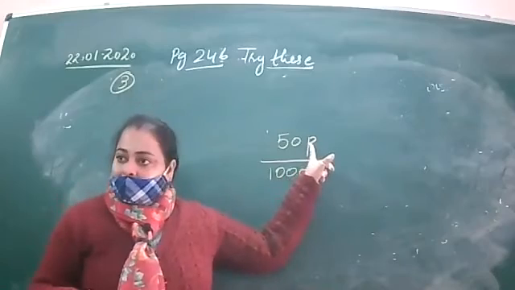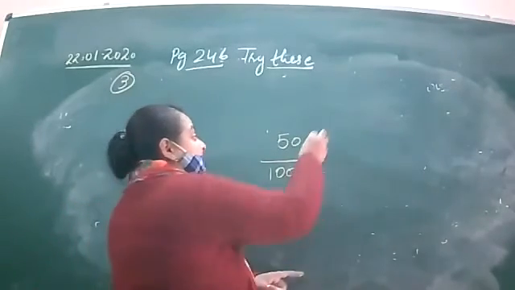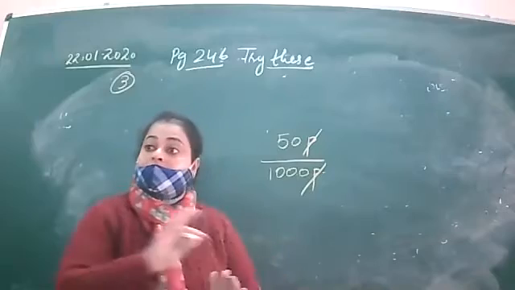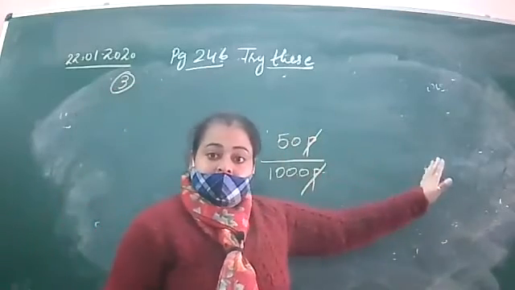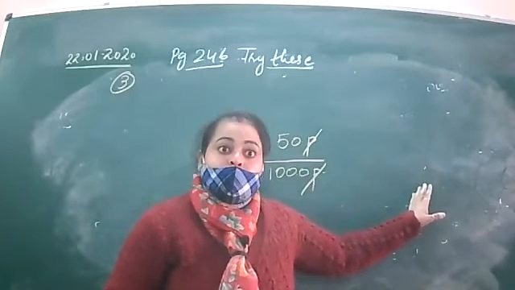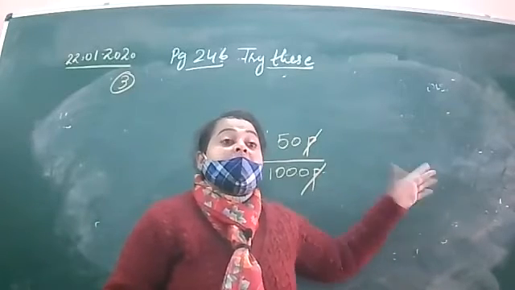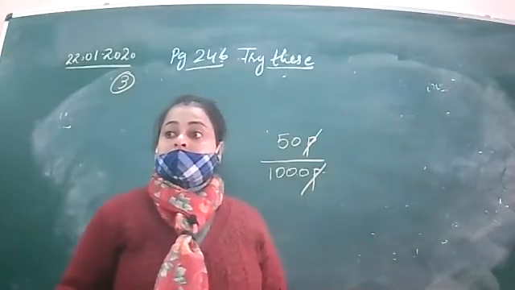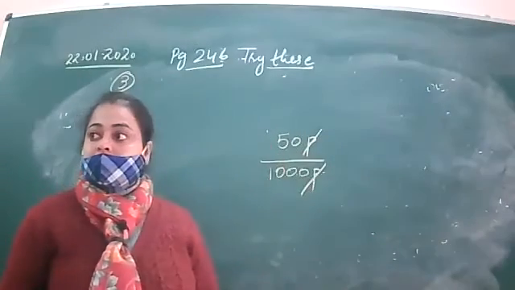Paisa in the upper part, paisa in the lower part. It means paisa, paisa cut. So if the question is based on ratio, then in the result, in the end, you will observe no unit. Why? क्योंकि यूनिट तो हमारी डिवीजन में कट हो गई.